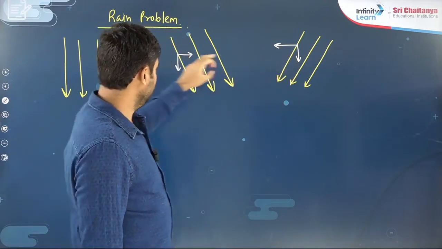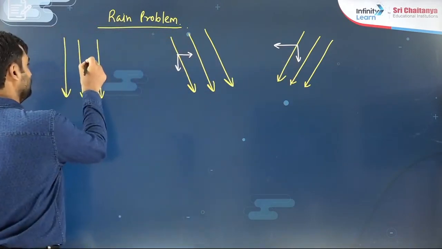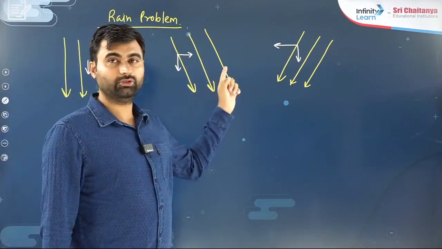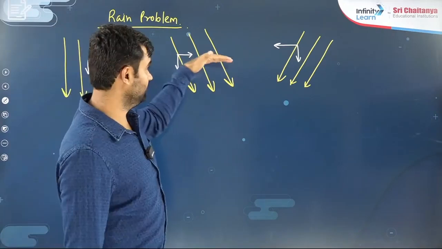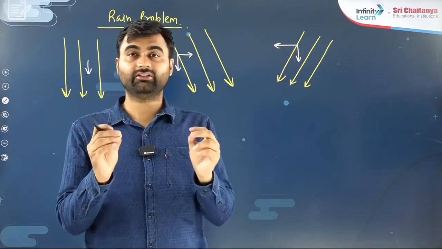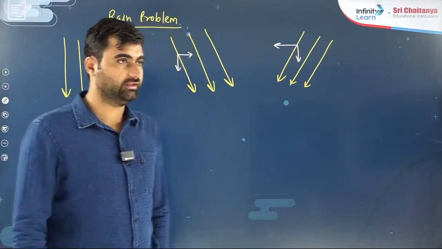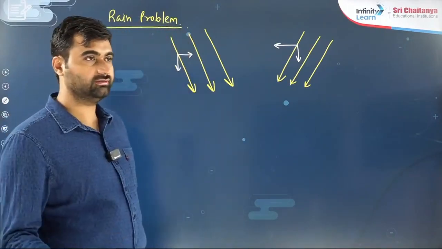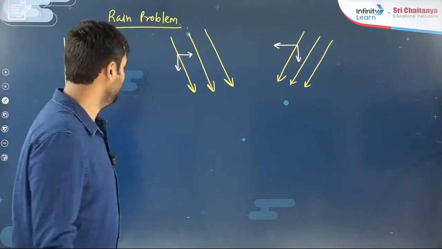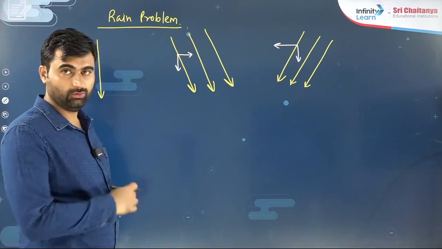Here you can see in all 3 diagrams, one component is fixed. What is that? The vertically downward component. And one component may be in plus x or in minus x, or simply we can say in the horizontal direction. Agree or not? Okay, understood? A very simple point, not rocket science. So rain can fall like this.